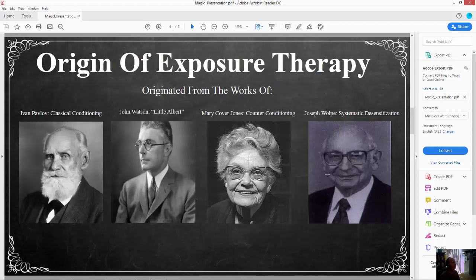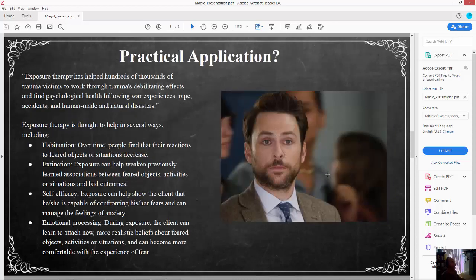Then the origin of exposure therapies and some of the people who were responsible throughout history in discovering some of the areas associated with the techniques used for exposure therapy and how it works. What are the practical applications of it based upon the theory of it and how it works, and the relationship between learning and the association between classical conditioning and also operant conditioning.